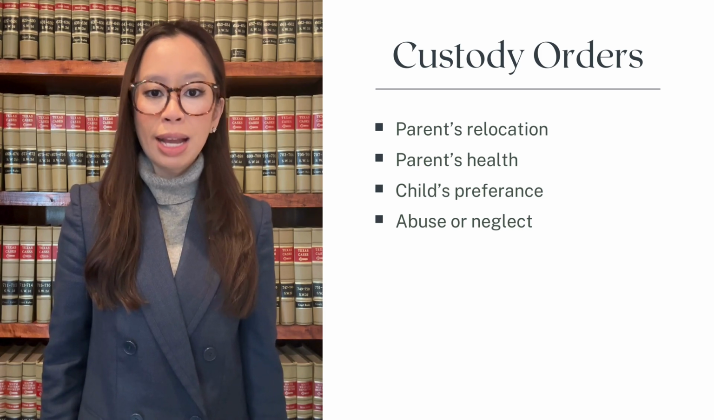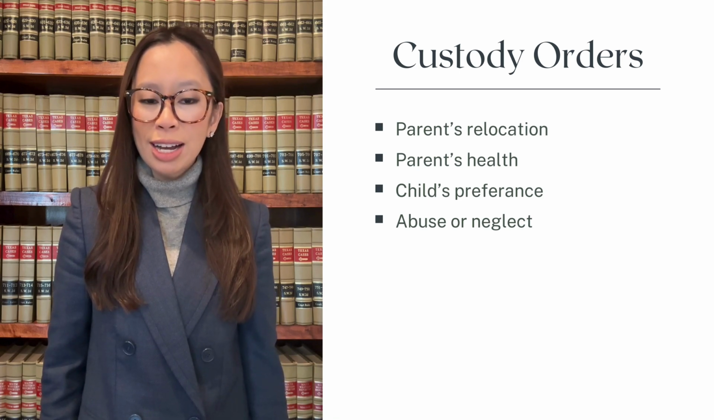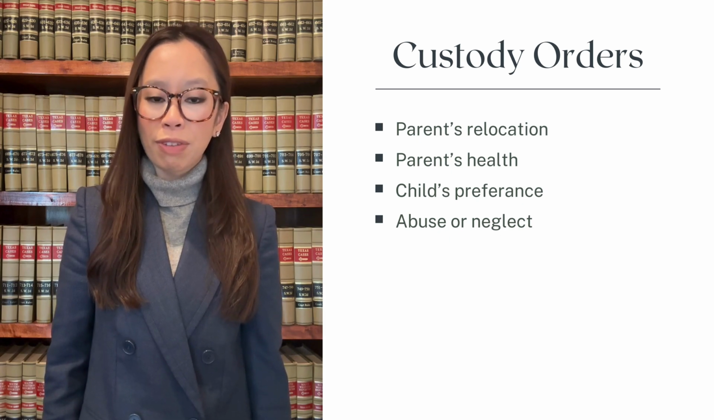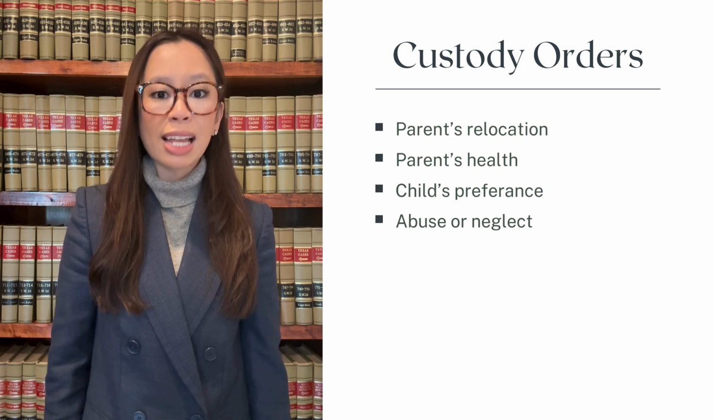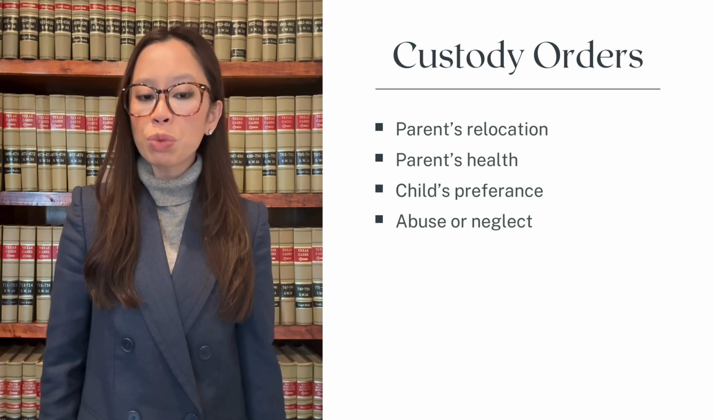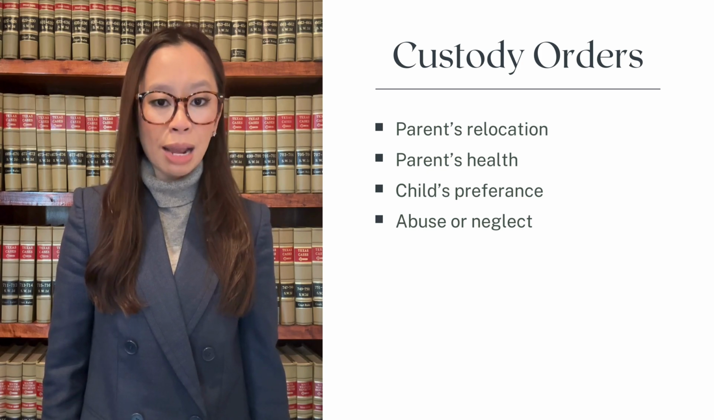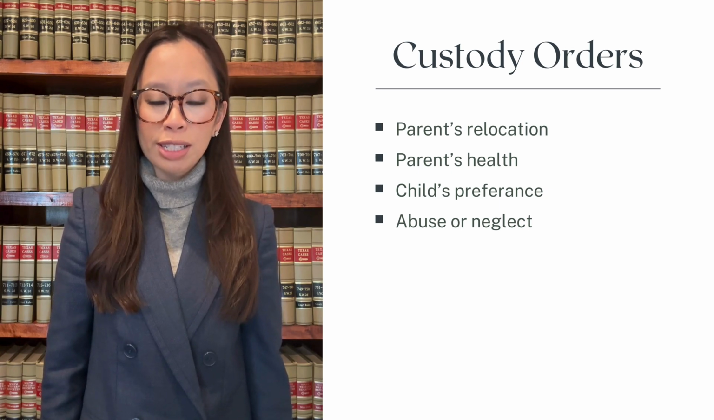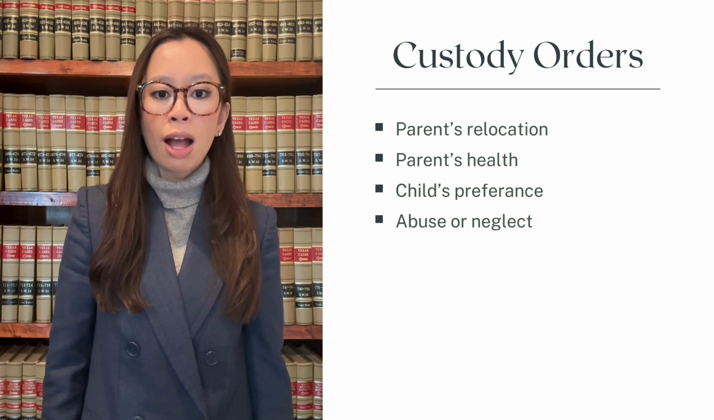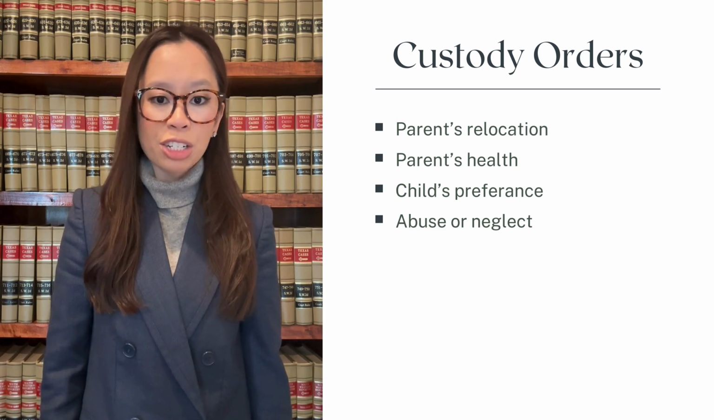Sole conservatorship. In some cases, one parent is granted sole authority to make decisions about the child's care, typically when one parent is deemed unfit or unable to care for the child in a stable environment. Changes in circumstances that could trigger the need for a modification of conservatorship include a parent's relocation to a different city or state, a parent's health issues that make them unable to care for the child, a child's preference, especially if the child is older and expresses a desire to live with the other parent, abuse or neglect concerns that may require changes to the conservatorship or visitation schedule.